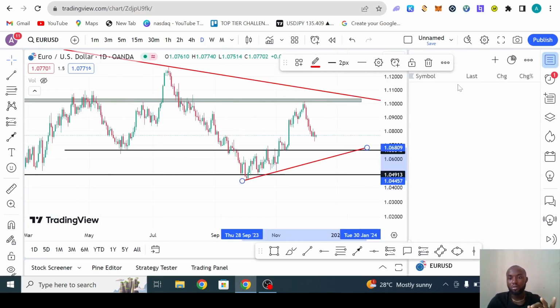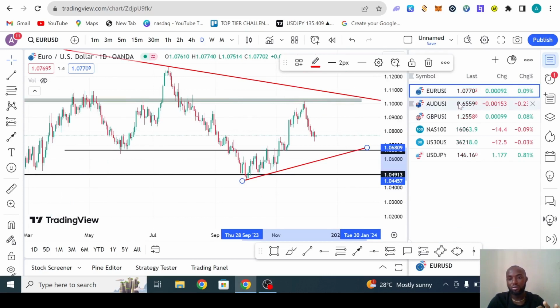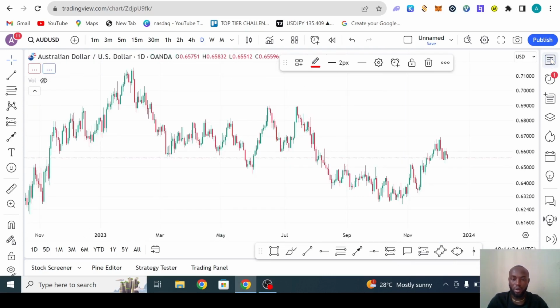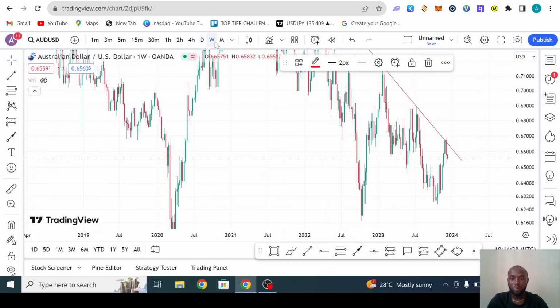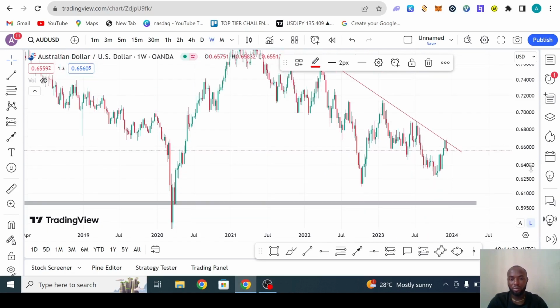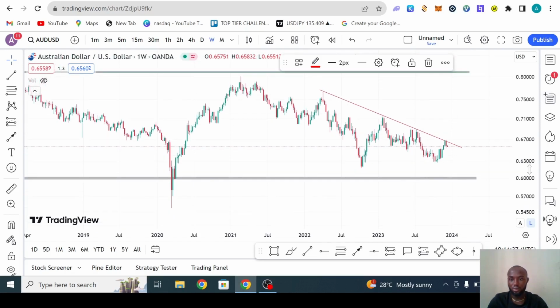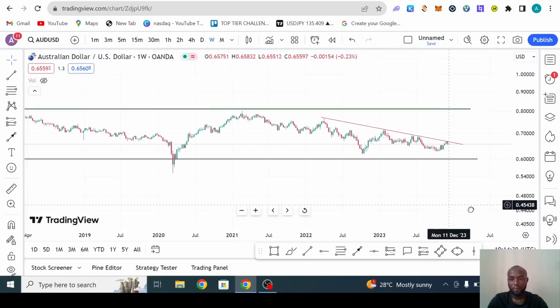Moving on, guys, we are going to enter into AUD USD. AUD USD has been playing well, even though the pullback is something else over time. We have been looking at this particular pair for a very long time now. It has been playing stubborn. But I want to show you something. See this. See here.